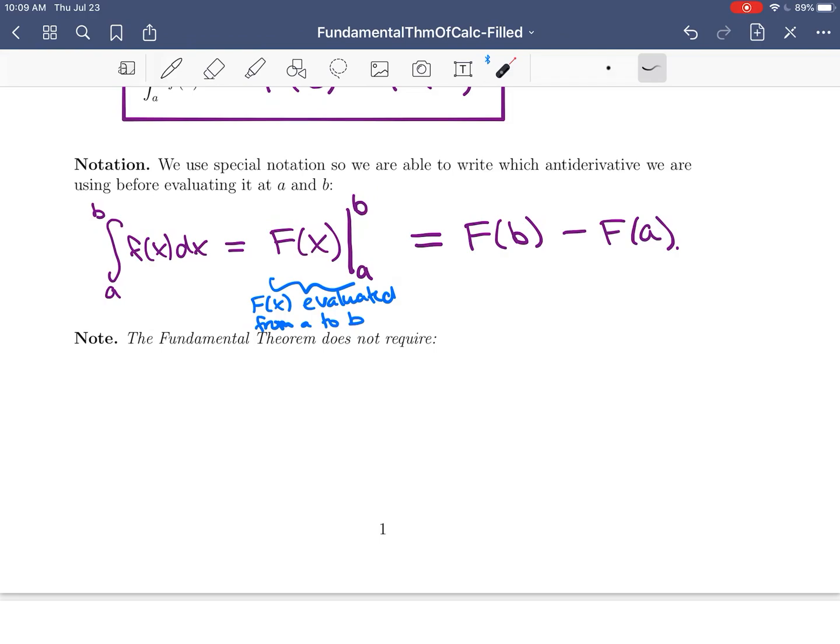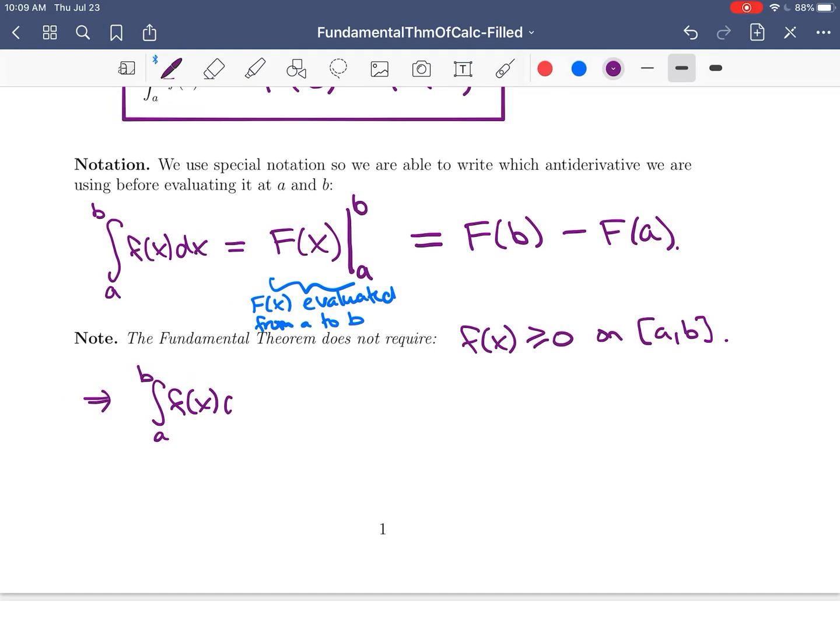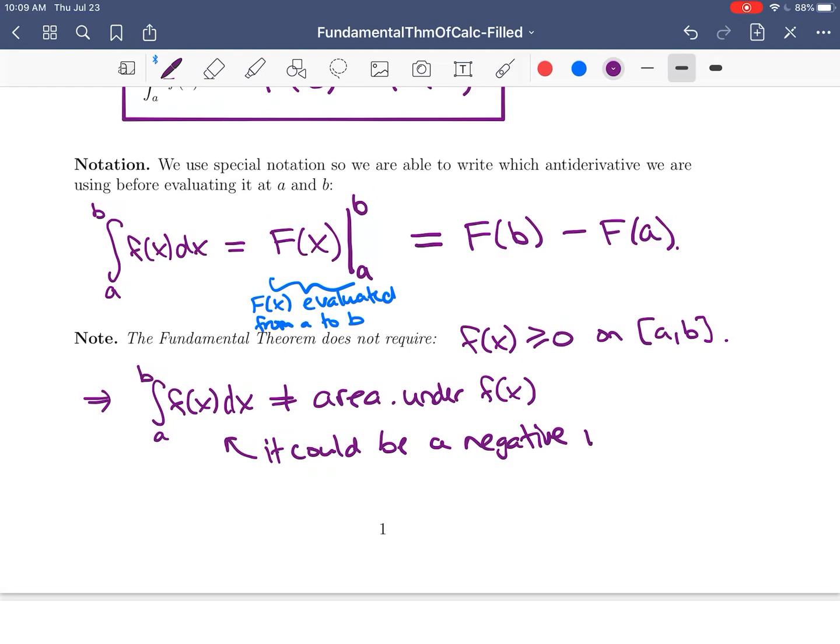So note, the fundamental theorem does not require that my function is non-negative on the interval. What that means is that when you compute the definite integral, you might not get the area under f of x. Remember, this is equal to the signed area. So it might not be the area, and in fact, it could be a negative number. So don't let that confuse you.